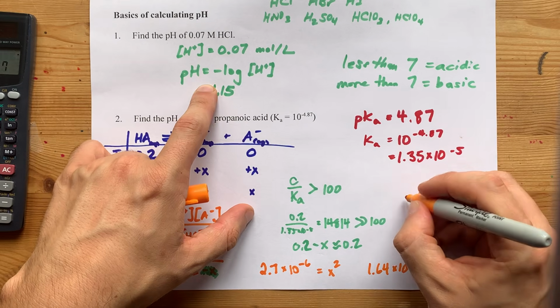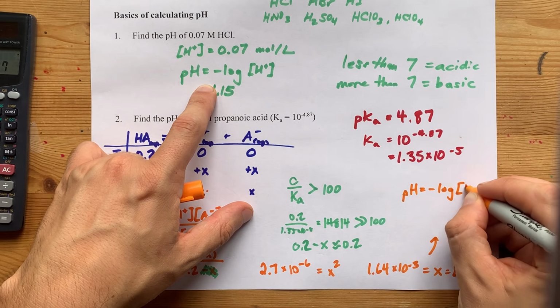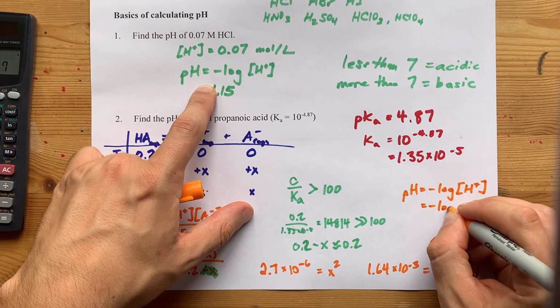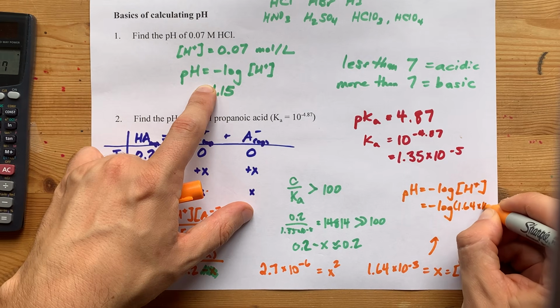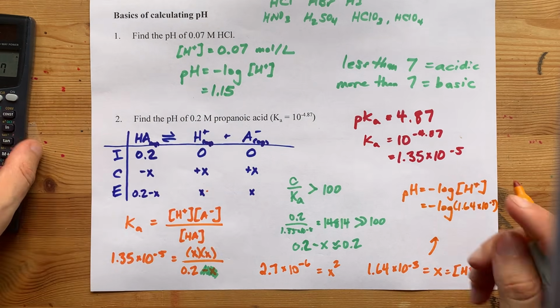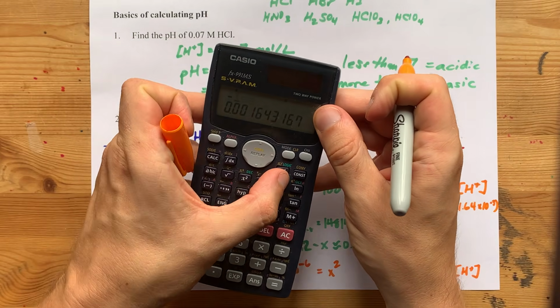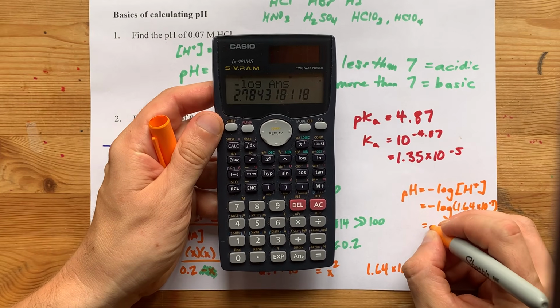Now I've run out of room here, so I'm going to do it up above. You'll just have to forgive me for that. pH is the negative log of H+. That's the negative log of 1.64 times 10 to the negative 3. Again with the calculator, negative log of the answer. That's 2.78.